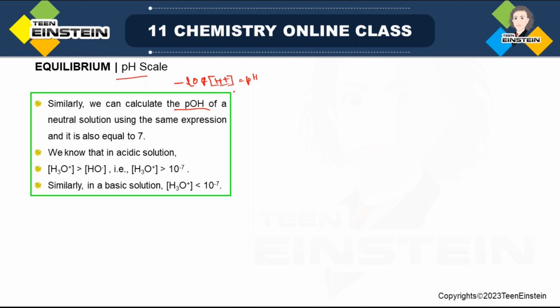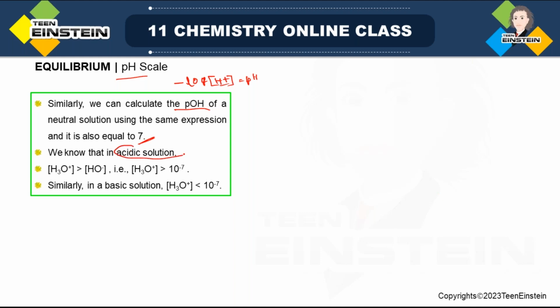We have already seen that the pH of a neutral solution, it may be pure water also because that is also neutral, is equal to 7. Just like pH, pOH is also equal to 7 because H plus concentration and HO minus concentration are both the same in a neutral solution or pure water. So using the same expression, minus log HO minus concentration, which is pOH, is also equal to 7 for a neutral solution or pure water.